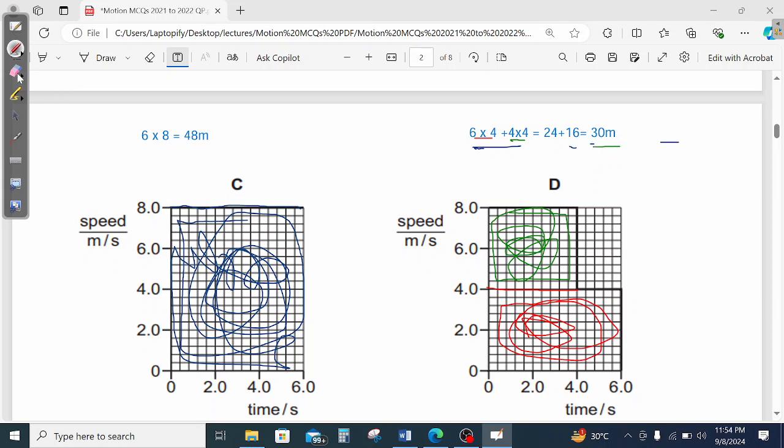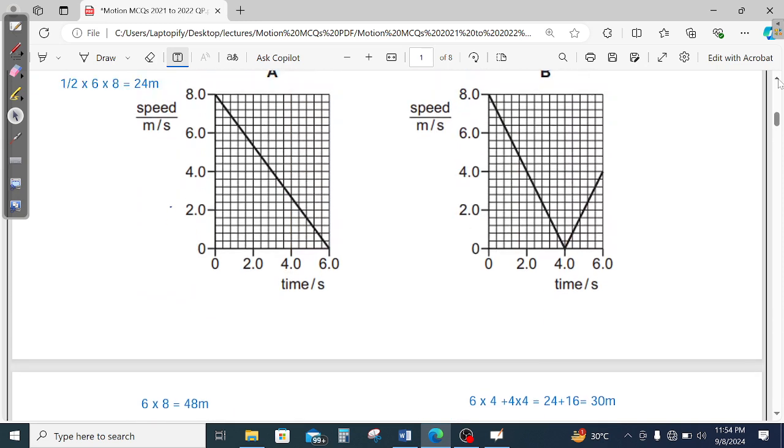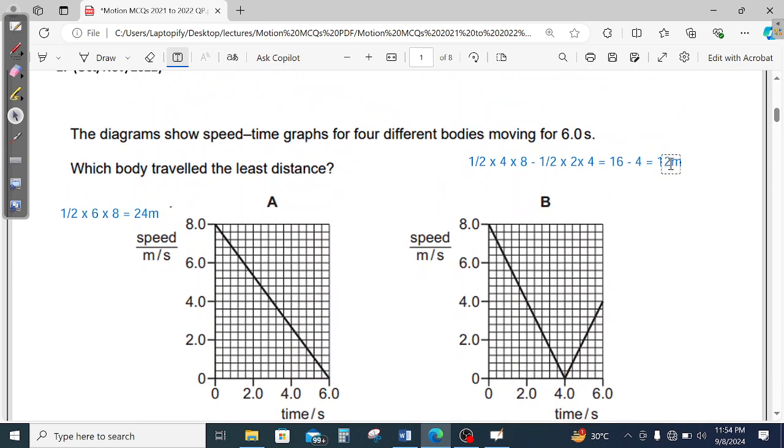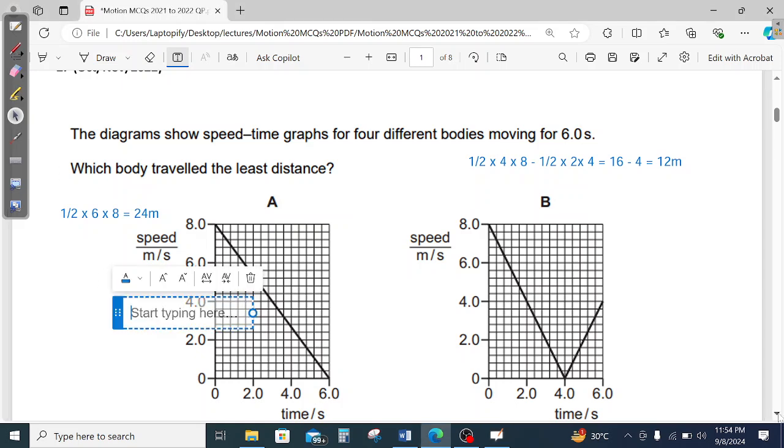So in all 4 options you have to select in which shape the body has covered the least distance. Your option will be B, because in B option the body covers a distance of 12 meter here. Okay, so your option will be C. Is it clear? Move towards the third question.